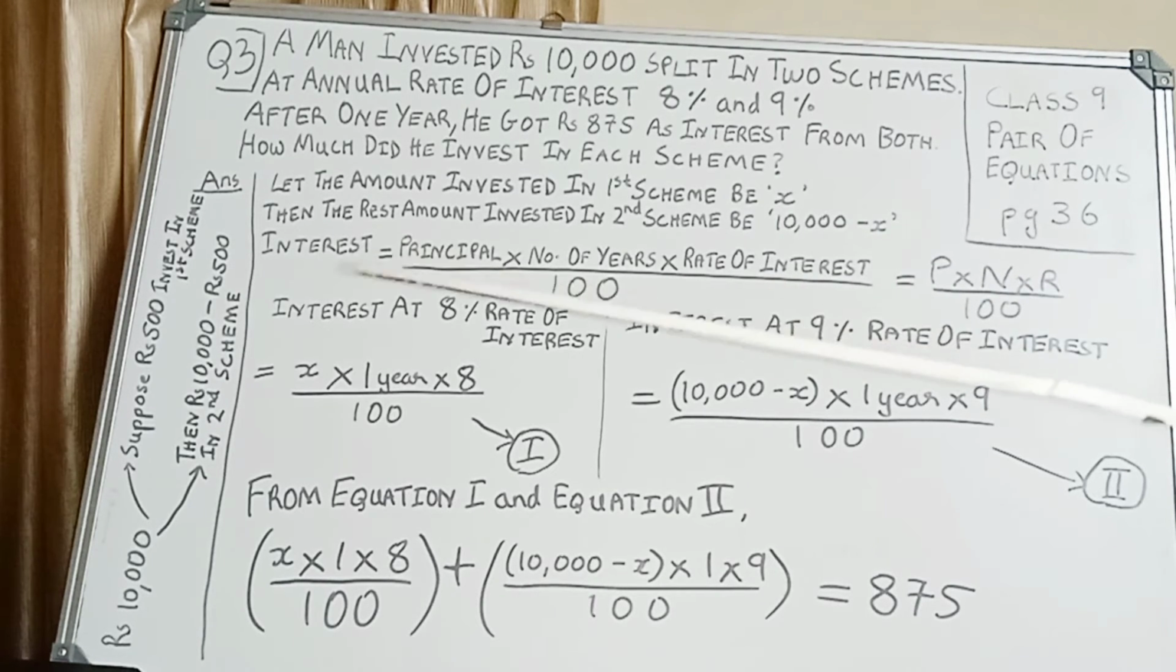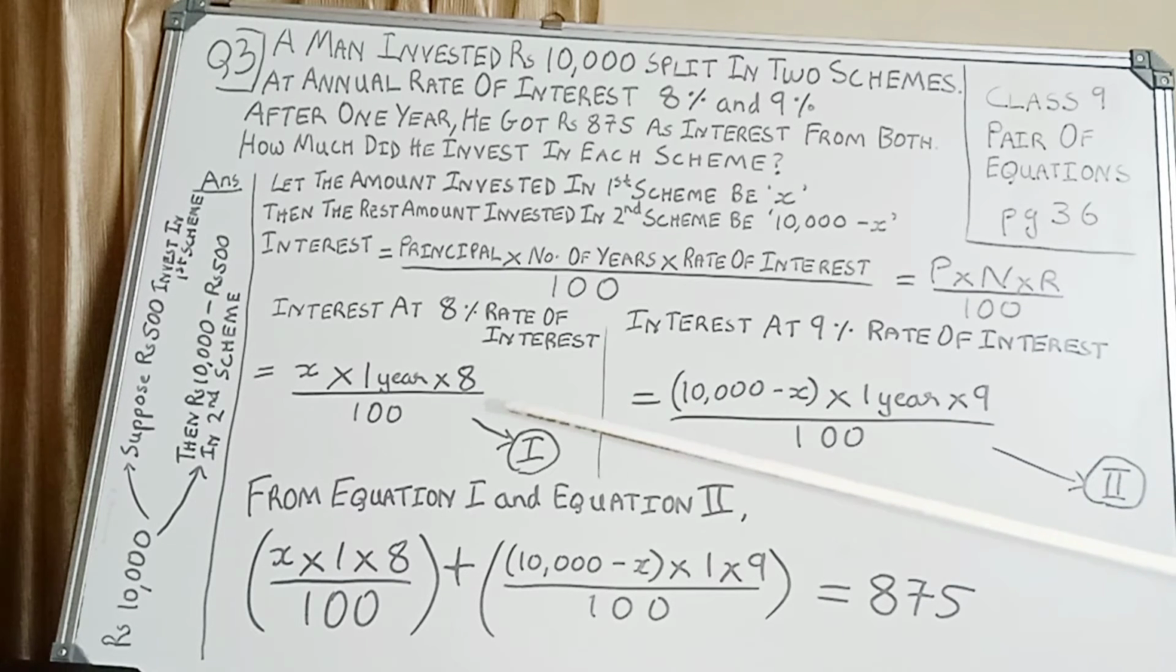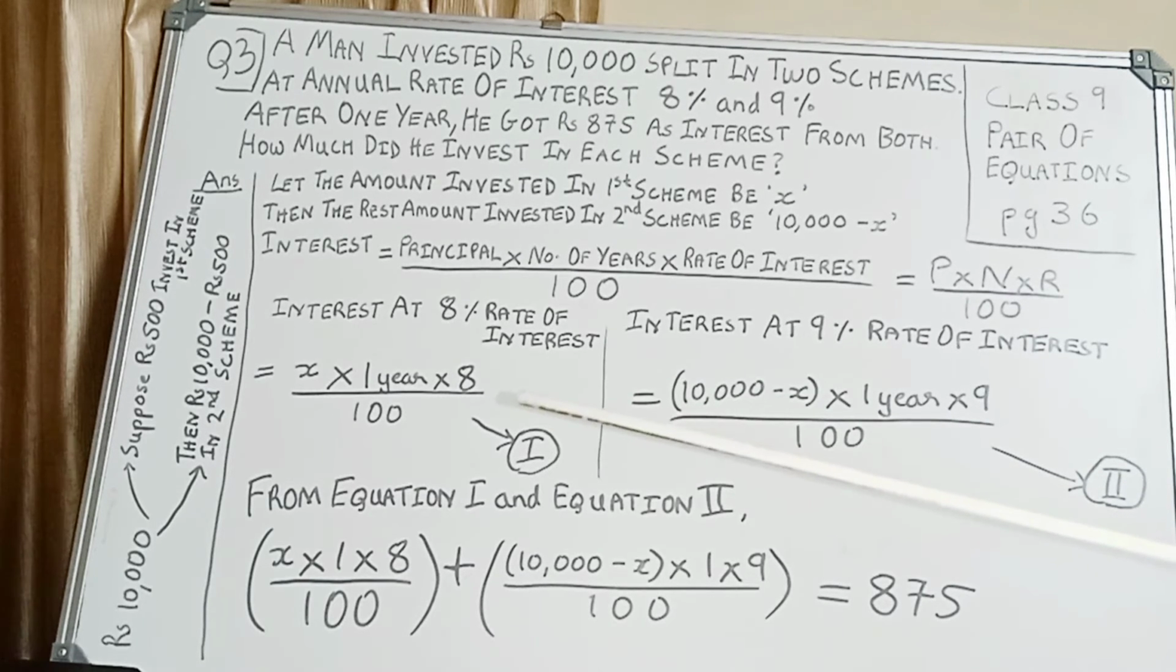Okay, we have learned in 8th standard that interest is equal to principal into number of years into rate of interest divided by 100. So we call it P into N into R divided by 100. So there are two rates of interest over here. One rate of interest in the first scheme, it is 8%. In the second scheme it is 9%.